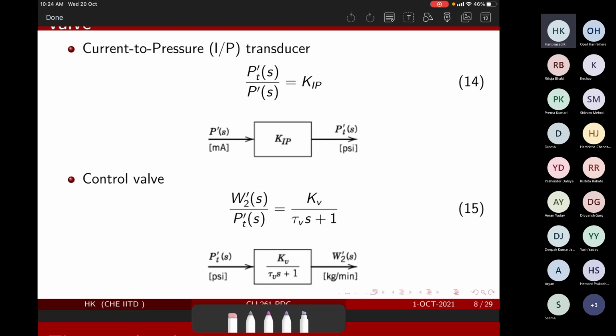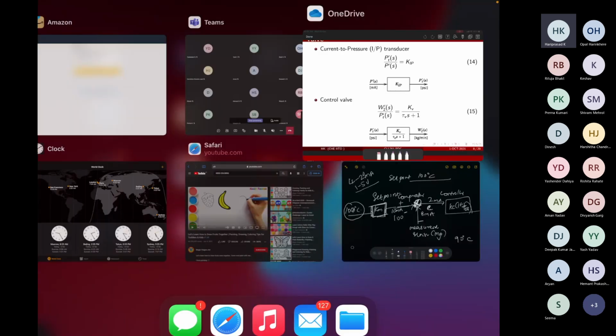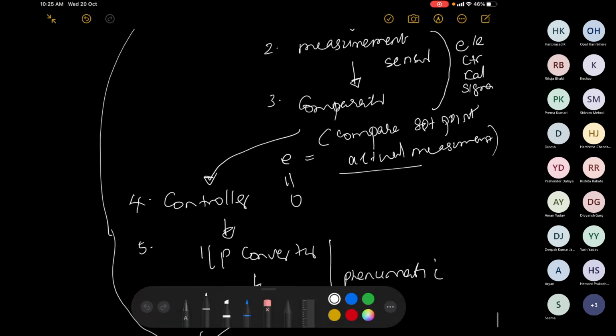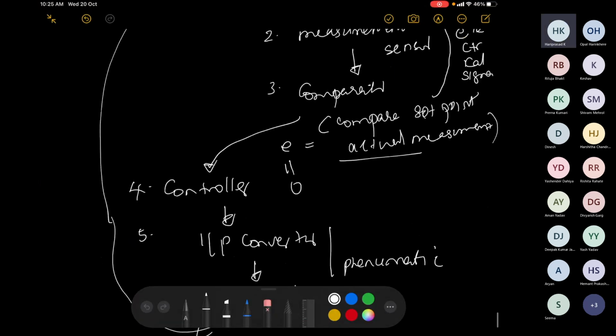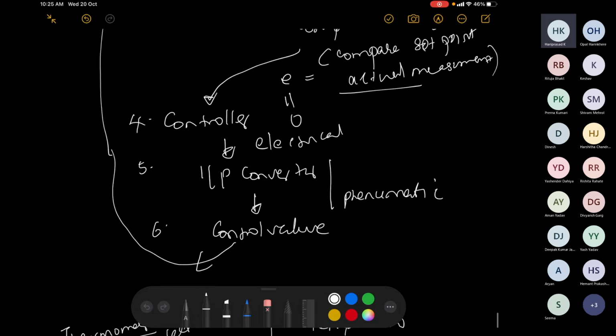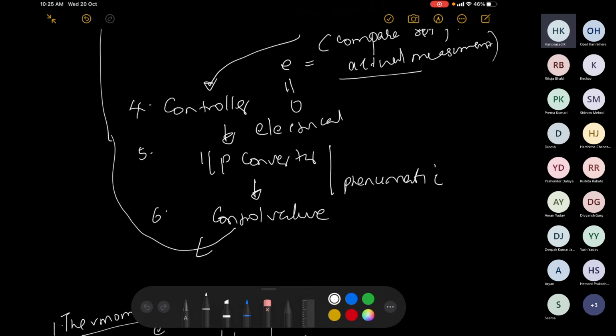Okay, so the next one is the current to pressure transducer. We have seen here also, because we need to have this current. The controller gives you some electrical signal output. Now you need to operate a control valve, which is mostly a pneumatically or hydraulically operated device. So you need to convert this current to pressure. That would be another conversion.